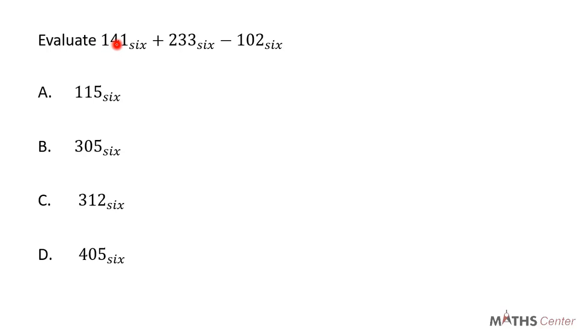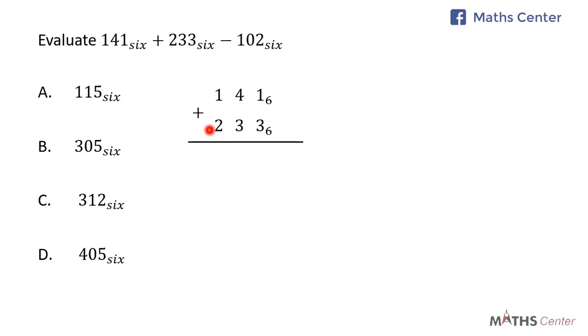Evaluate 141 base 6 plus 233 base 6 minus 102 base 6. This is a multiple choice question, and so you solve the question, and after that you pick the correct option. I'll begin by adding the first two numbers. So I'll add 141 base 6 to 233 base 6. After adding these two numbers, I'll subtract 102 base 6 from it.